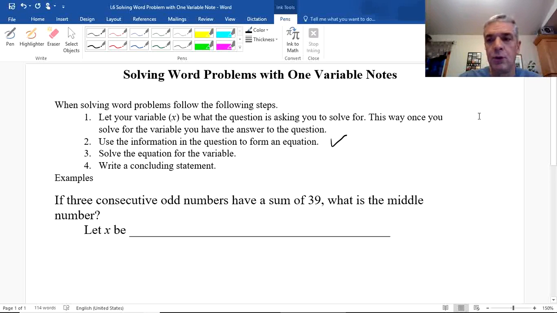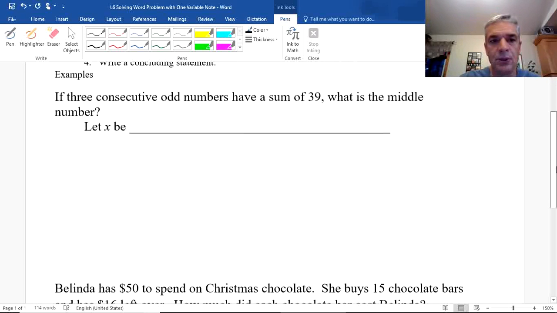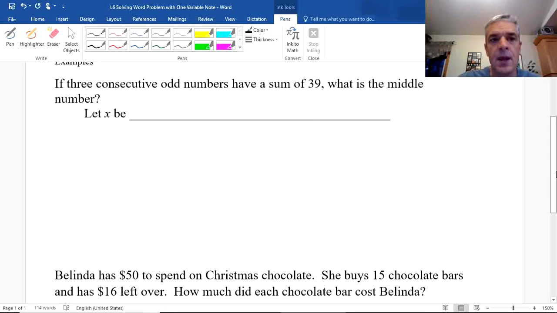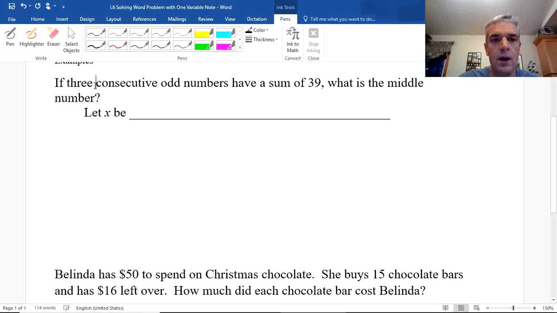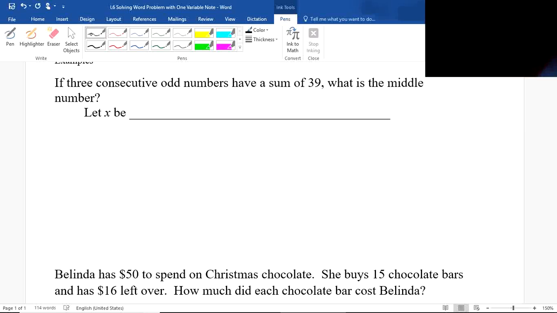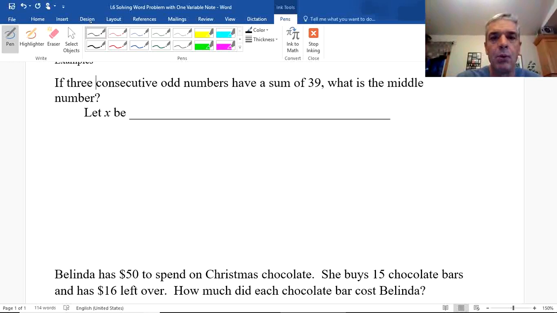All right, so I'm going to scroll down here, and we're going to work on these 2 examples that I've set up. They are not very difficult, but they break down the way we do things, okay? So if 3 consecutive odd numbers have a sum of 39, what is the middle number? So let's repeat that. If 3 consecutive odd numbers have a sum of 39, what is the middle number?